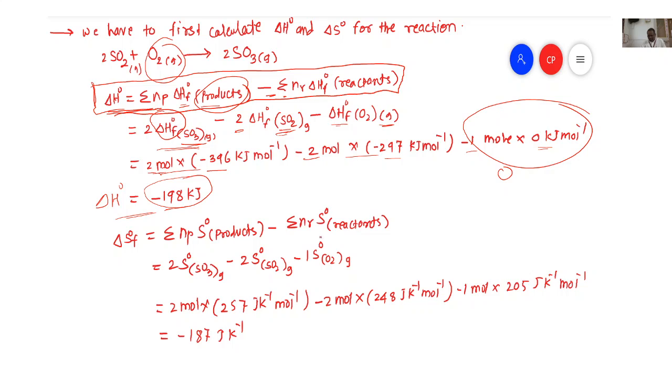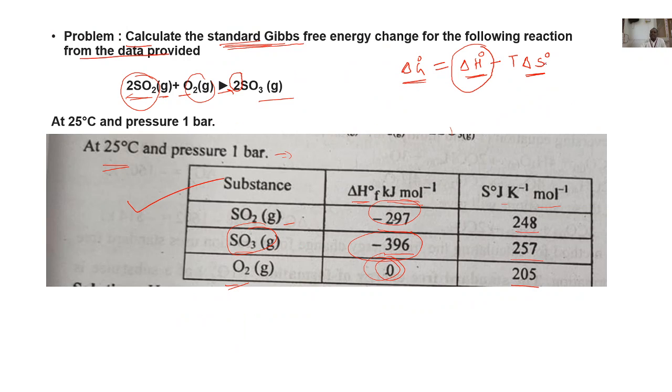Now next, the equation we have learned is delta G0 is equal to delta H0 minus T delta S0. The temperature we know is 25 degrees centigrade. Delta H we have calculated. Next, we have to calculate the delta S0.